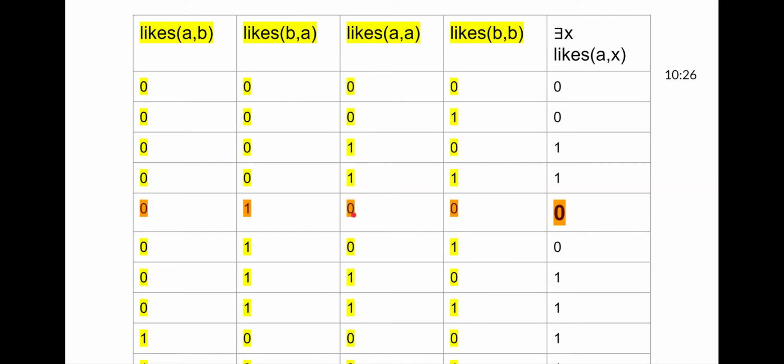But it doesn't. Neither A likes A nor A likes B. And therefore, there is no X. There does not exist an X where A likes somebody. And therefore, the logical sentence evaluates to false.